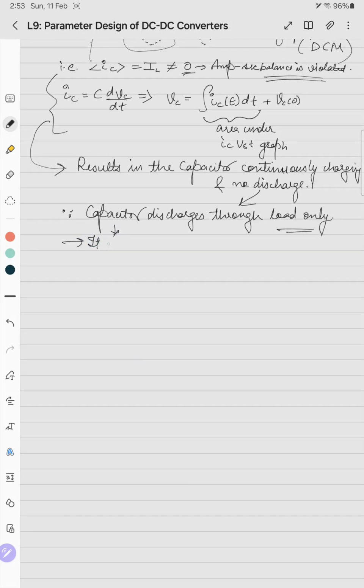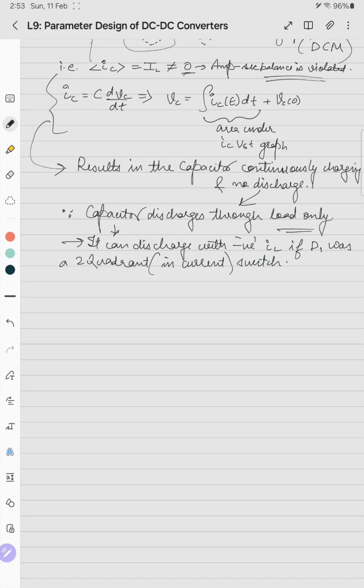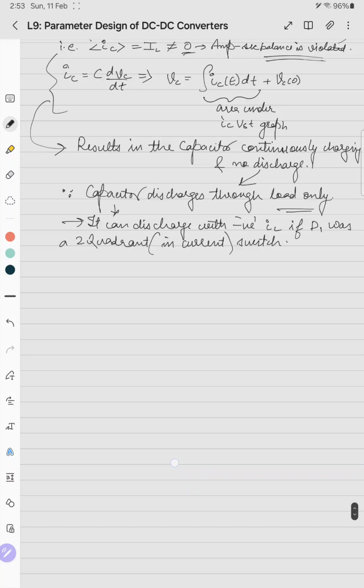So it can discharge with negative IL if D1 was a 2-quadrant in current switch. But now D1 is a diode. So what will happen is VC will keep on increasing.